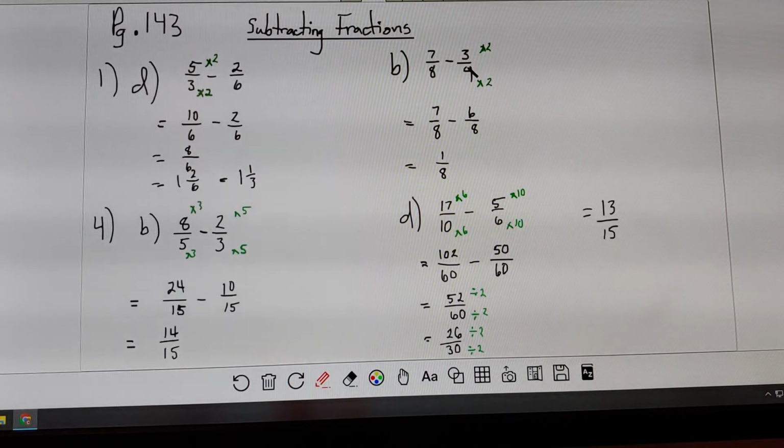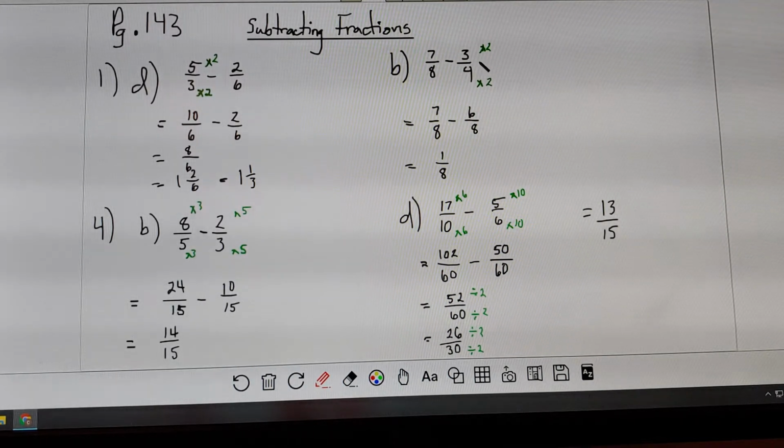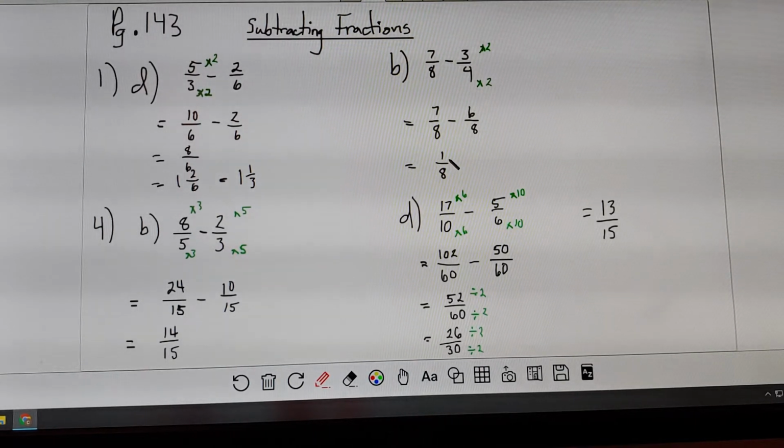So B, 7/8 minus 3/4. Need common denominators. I recognize that 8 was a multiple of 4, so I'm just going to switch this one up. Multiply both numerator and denominator by 2, I got 6/8. 7/8 take away 6/8, I get 1/8 as the answer.